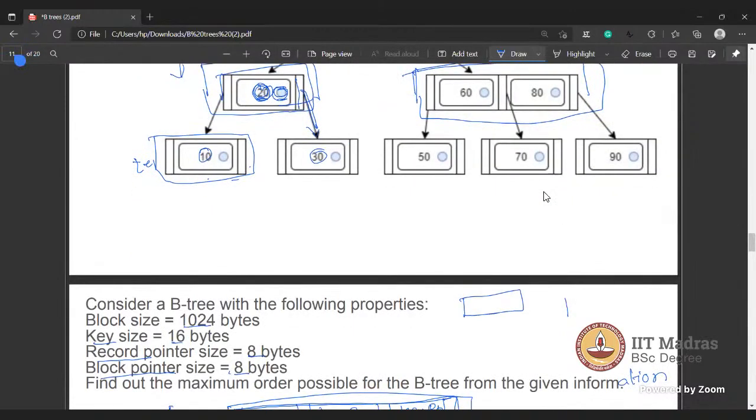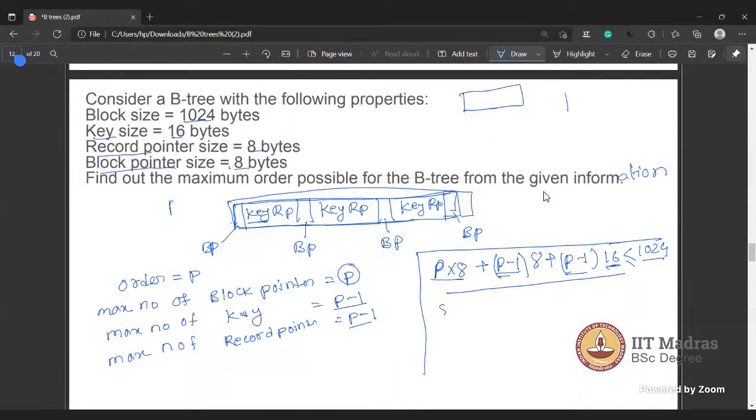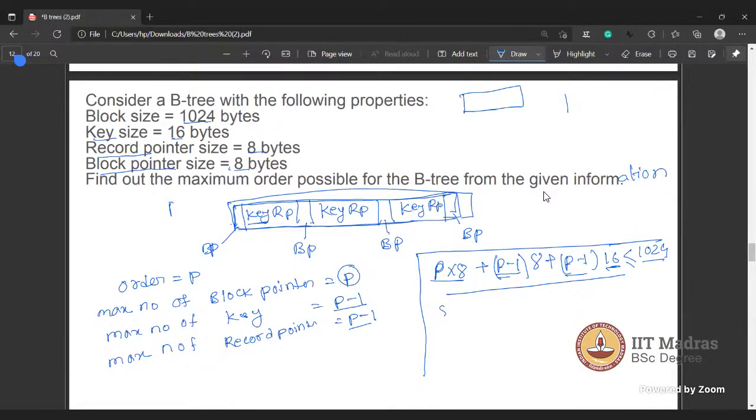See, this numerical is about the maximum order possible. Suppose there is one block of size 1024. Now everyone got the question. How do we write this equation? Here the order is P, which means the number of block pointers is P. Suppose order is P, then the maximum number of block pointers can be P. Let's give one example.